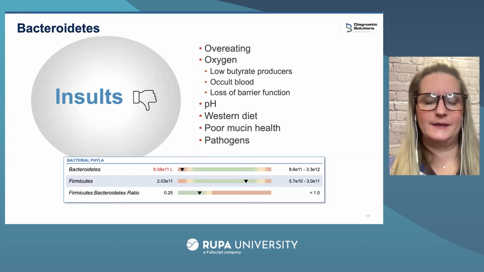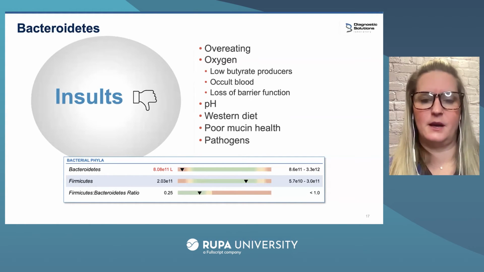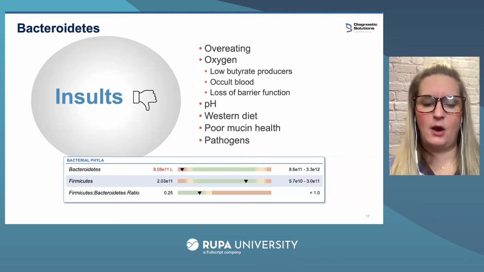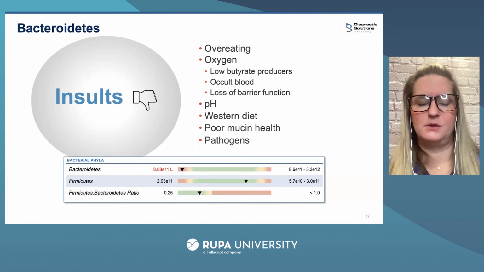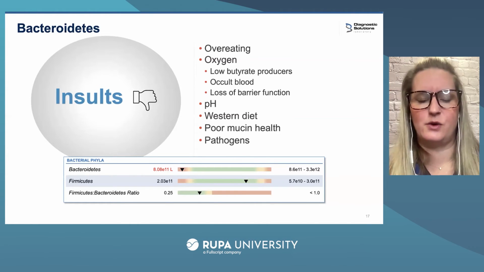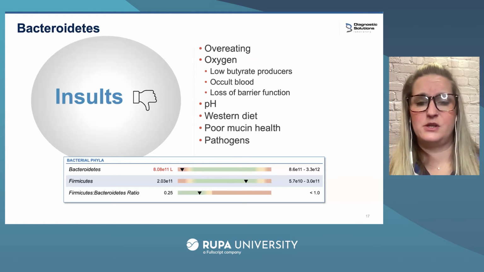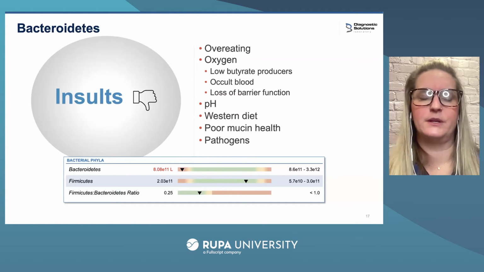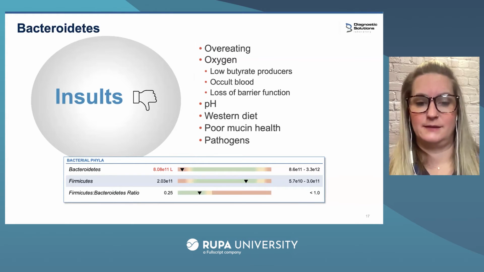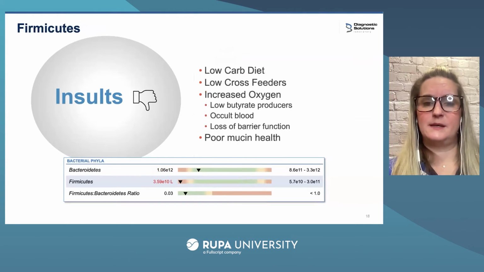The Western diet, high fat, high carbohydrate, low fiber, makes it uninhabitable. Poor mucin health, again, degrades the mucin layer and deprives the Bacteroides from growing, as well as pathogen overgrowth, crowding out the ability for Bacteroides to actually grow and have room to thrive. Now, firmicutes, very similar too.